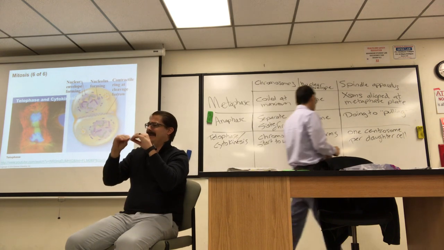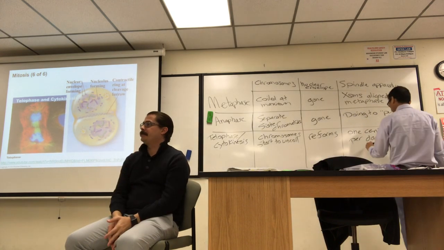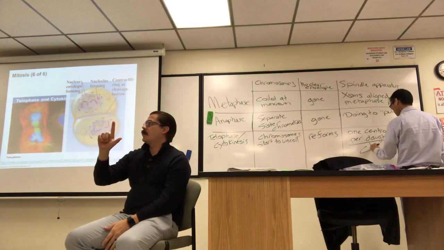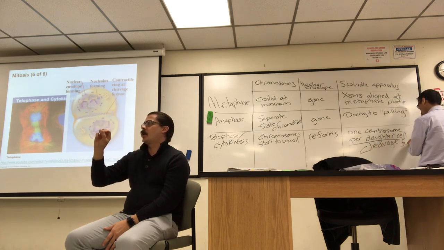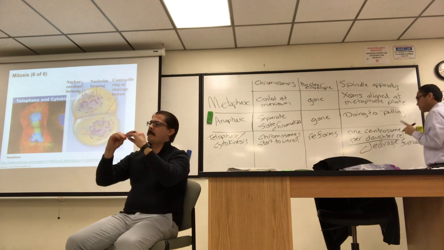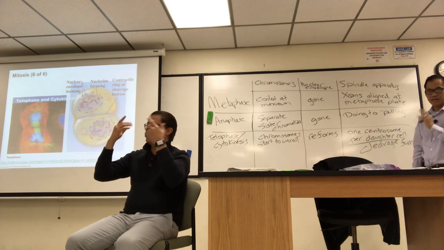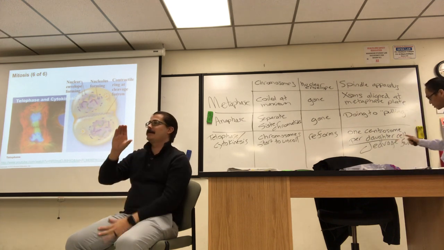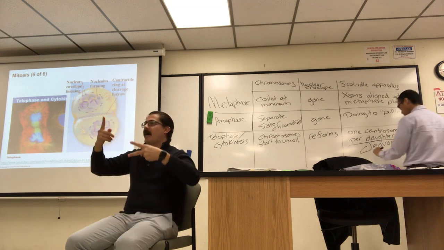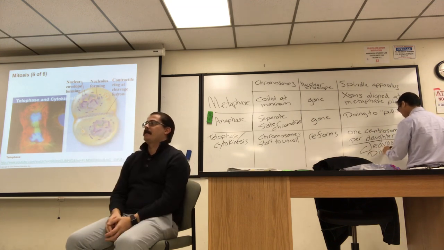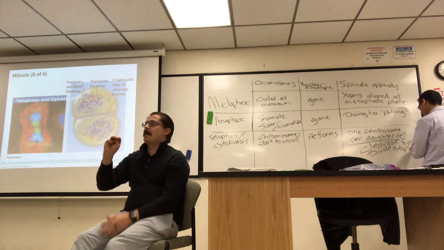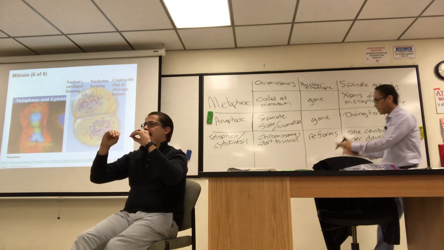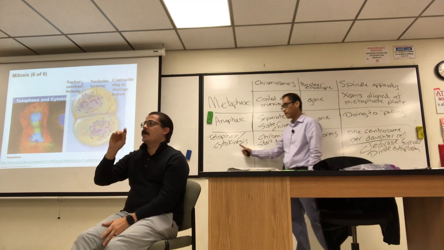So I'll just kind of put it as a note here. Cleavage furrow. You're pinching the cell off, you're basically accomplishing the division of the cytoplasm. So I'll put cleavage furrow dividing cytoplasm. Divide cytoplasm. Hence the name of this phase, cytokinesis. You're dividing the cytoplasm.